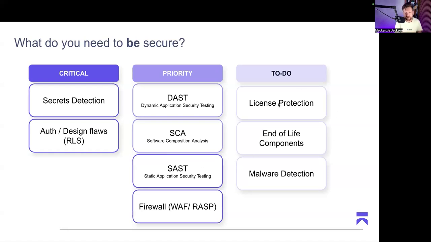There's a whole bunch of other things we can do here. Malware detection, end-of-life components, license protection. License protection in particular is more of a legal risk. There's other things we can worry about a little bit later. We need to focus on these first. And most importantly, if you're just going to focus on two things at the end of this webinar, these are the two that you need to focus on. And we're going to dive into that. We've got some demos here as well.